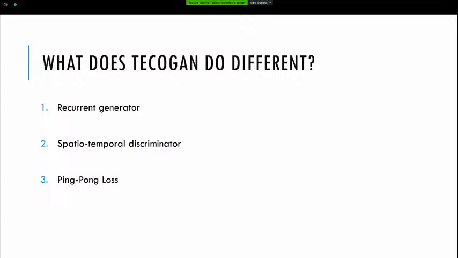First, they apply a recurrent generator. That's not something they invented. They used this from other papers, but I haven't seen this very often yet. The second thing is they use a spatio-temporal discriminator. That's something very new, which they invented. And then newly proposed losses, the Ping-Pong loss. We'll go over these one by one and try to figure out what each of them is.